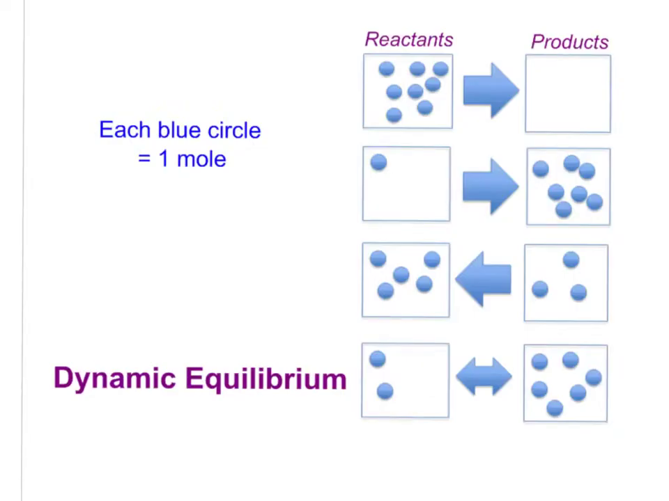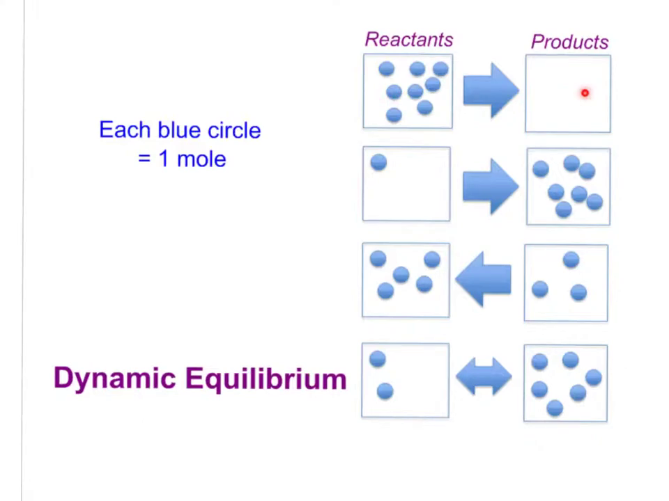So let's just start by reviewing a little bit. These are concepts we've already talked about, but we're just looking at them in another way. If you look at this system, we're looking at some reactants here and some products. And if we think about this system as each blue circle being 1 mole, here we start with all reactants. Put all our moles in one bucket. And this is what we look like initially.